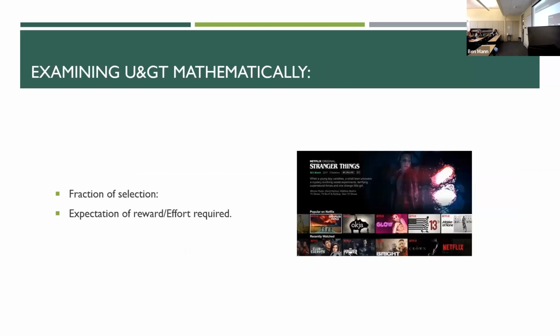So there is what's known as the fraction of selection. Similar to social exchange theory, there's a mathematical formula that's part of uses and gratification theory, right? It's the idea that there is expectation of reward divided by the amount of effort required.